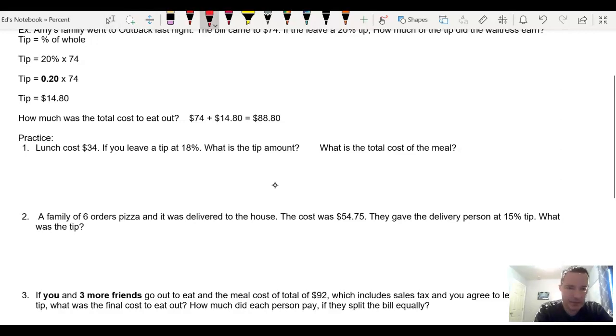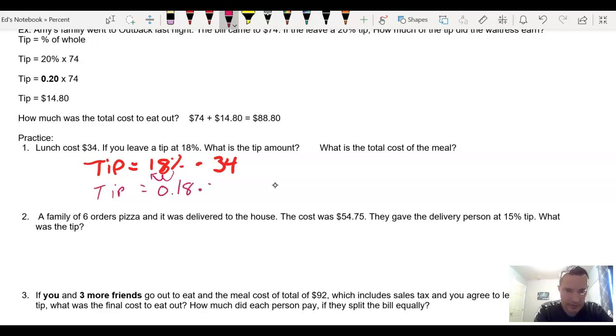So again, we're going to do tip equals 18% times the whole, which is 34. We're going to move our 18%, and it's going to be the tip equals 0.18 times 34. So the tip is going to be, in this case, $6.12.